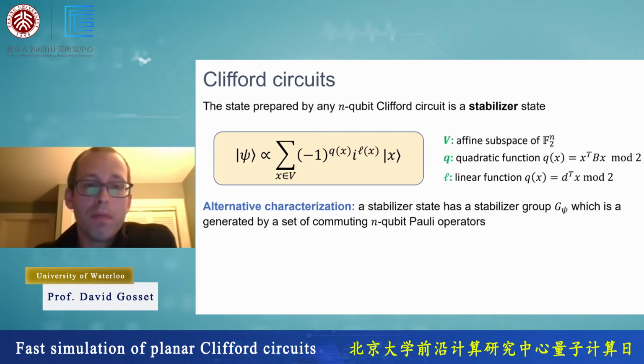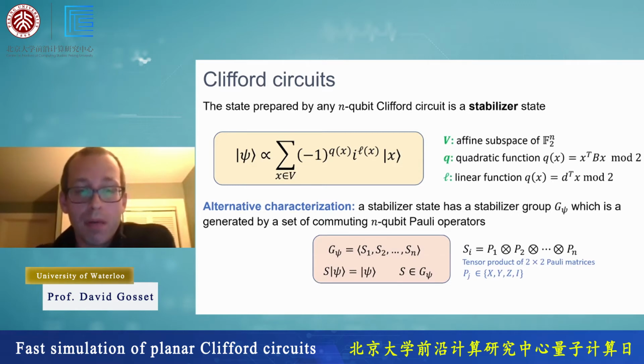I want to say just briefly that this presentation in terms of an affine subspace, quadratic function, and linear function, which I think originally appeared in the work of De Haene and De Moor and Van den Nest, is not the original way that stabilizer states have been presented. Of course, most of us know that there is another characterization in terms of the stabilizer group, which is generated by a set of commuting n-qubit Pauli operators and has the property that each one of those Pauli operators acts on the state and gives you back the state.